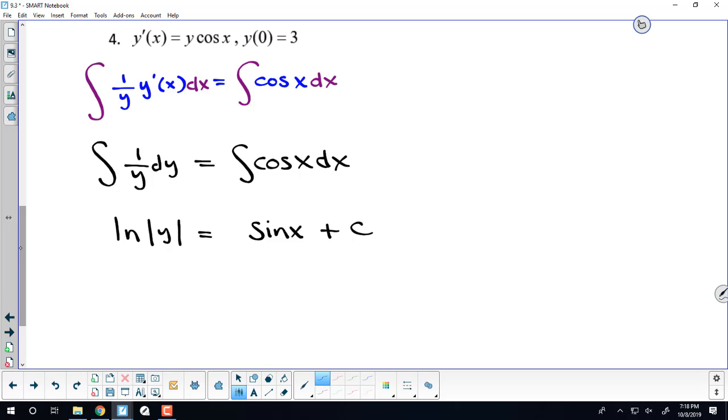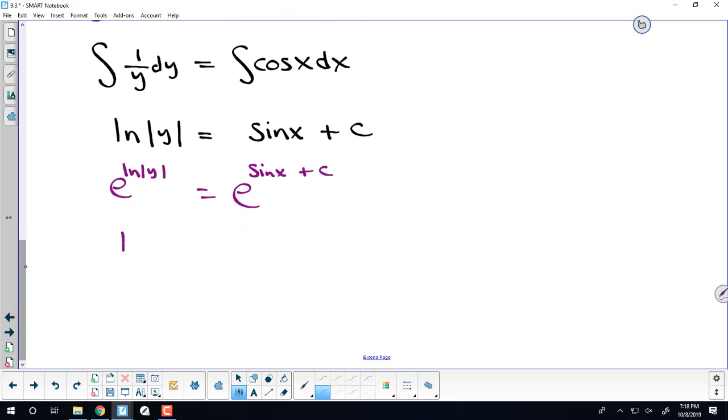So just be careful here when solving for y that we're raising both sides. So this is e to the ln of absolute y equals e to the power of sine x plus c. All right, so just be careful with that step too. Sine x plus c as the power of e. So we have this here as y. So yeah, this is a positive quantity.